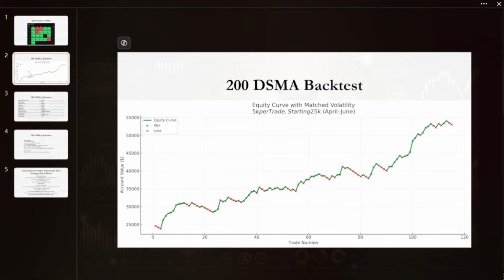As you can see, I simulated a 25K account using 5K per trade, but it doesn't have to be that size. If you have 2,500 and you're using 500 risk per trade, it's the same concept. The edge doesn't really care about your account size. The math scales.